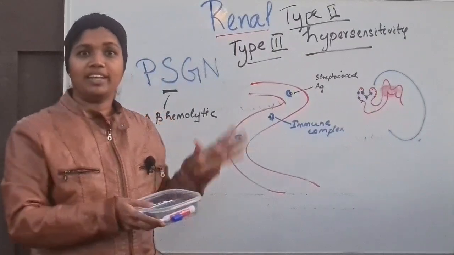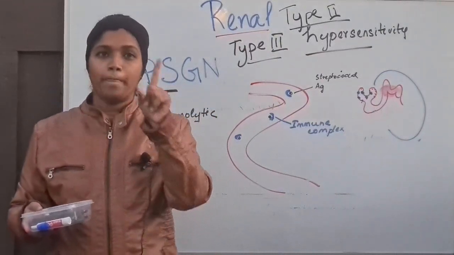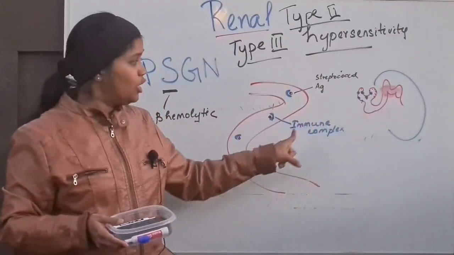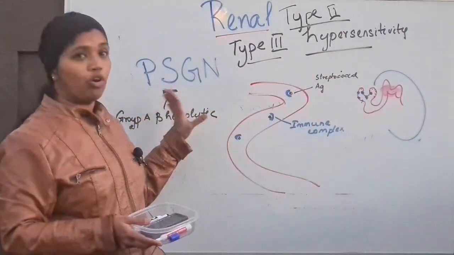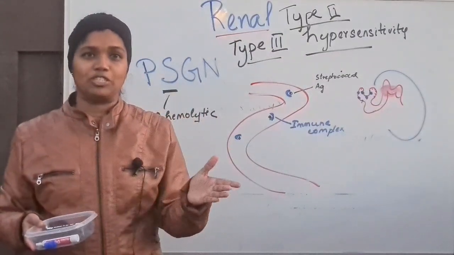So you need to know that the same streptococcal infection can produce two types of hypersensitivity reaction. One is the type 3 hypersensitivity reaction, as we have seen following the immune complex deposition in the kidneys, when it results in post-streptococcal glomerulonephritis. But when it results in rheumatic fever, it is the type 2 hypersensitivity reaction.